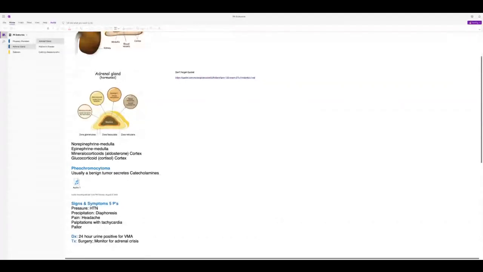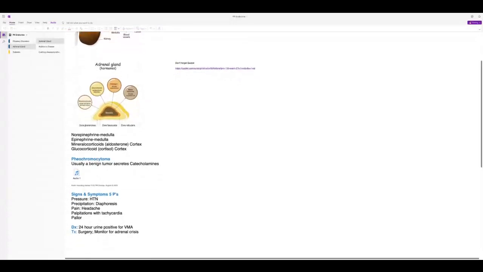All right. Now, if somebody develops a benign tumor, it's called a pheochromocytoma, and it secretes these catecholamines, norepinephrine and epinephrine. And you know that epinephrine is what they use in cardiac arrest to try to get the heart going because it will make your heart rate go very fast and your blood pressure go very high. So people with pheochromocytoma present with an extremely high blood pressure. They're going to be diaphoretic because their catecholamines are running rampant, right? They're going to have a headache and they'll have palpitations with tachycardia and pallor.